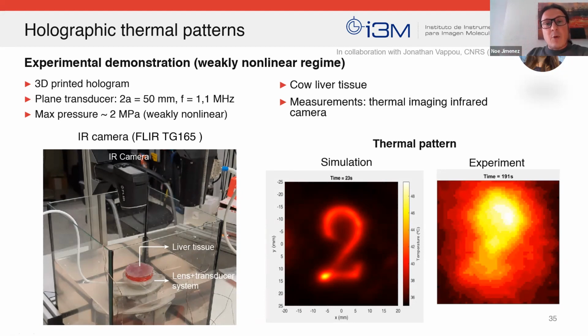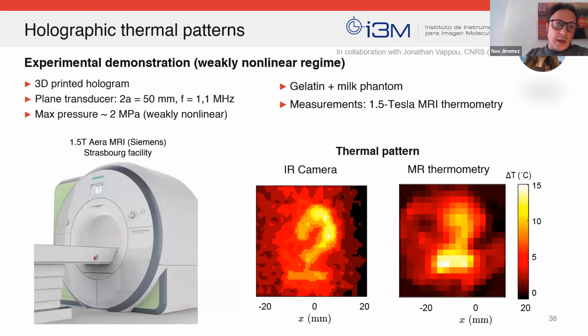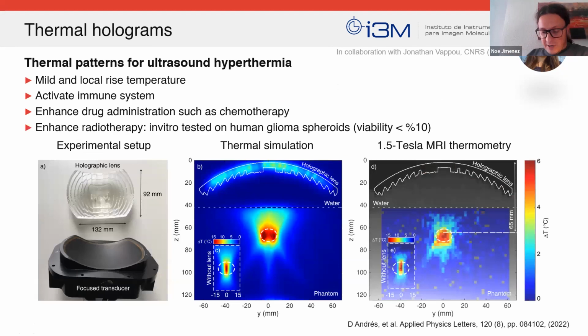This was not very convincing for us because the infrared camera can only measure on the surface of the tissue, and we wanted to know what is happening inside of the tissue. So we went to MRI thermometry using this Siemens device with 1.5 Tesla. And using this gelatin milk phantom, we did measurements inside of the tissue, with lower resolution, because MRI thermometry has a lower resolution. We can clearly see that we can raise the temperature in a controlled manner using this cheap technology.